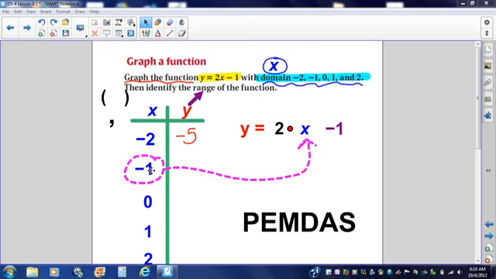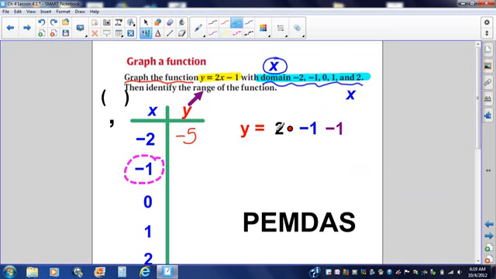Next thing I'm going to do, I'm going to take -1 and plug it in for x. So take out your x, take your next number, which is -1, and substitute it in. Again, follow PEMDAS. So I'm going to do multiplication first. I'm going to do 2 times -1, which is -2. Bring down the -1. I have a -2 minus 1. Well, that's the same thing as adding.